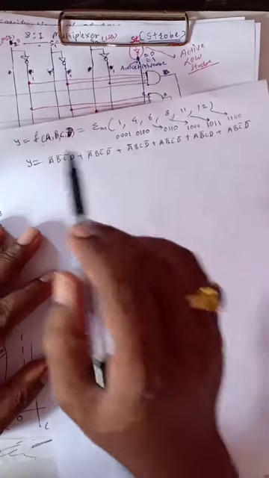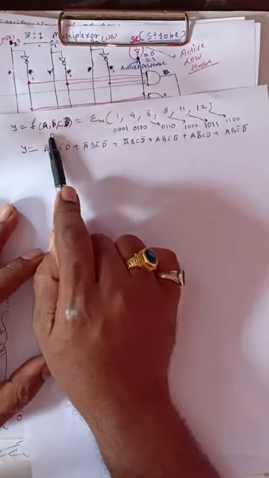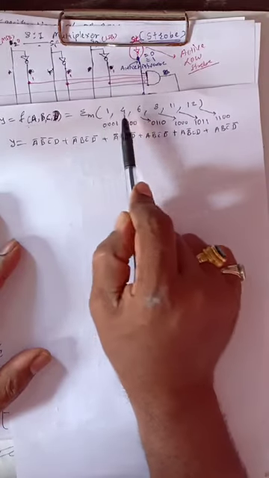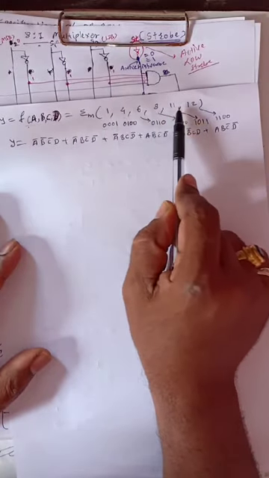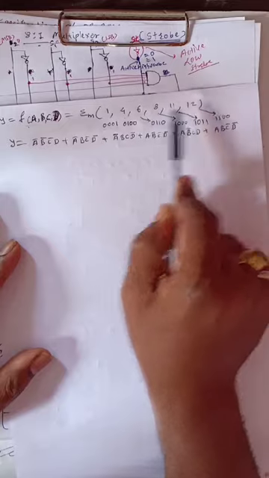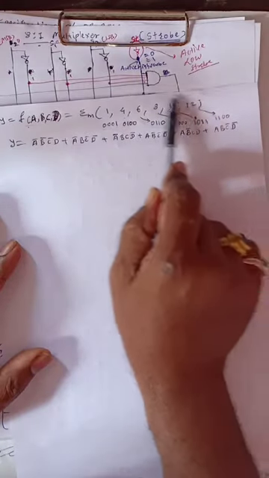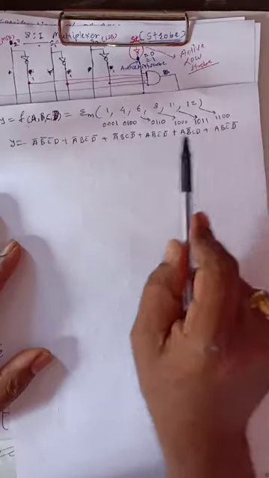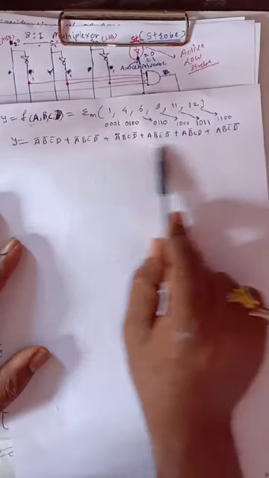Okay, so sometimes the same problem may be asked like this. Y is a function of A, B, C, D, equal to the summation of 1, 4, 6, 8, 11 and 12. So the meaning of this arrangement is the same, like the Boolean equation. How do you write the Boolean equation using this?